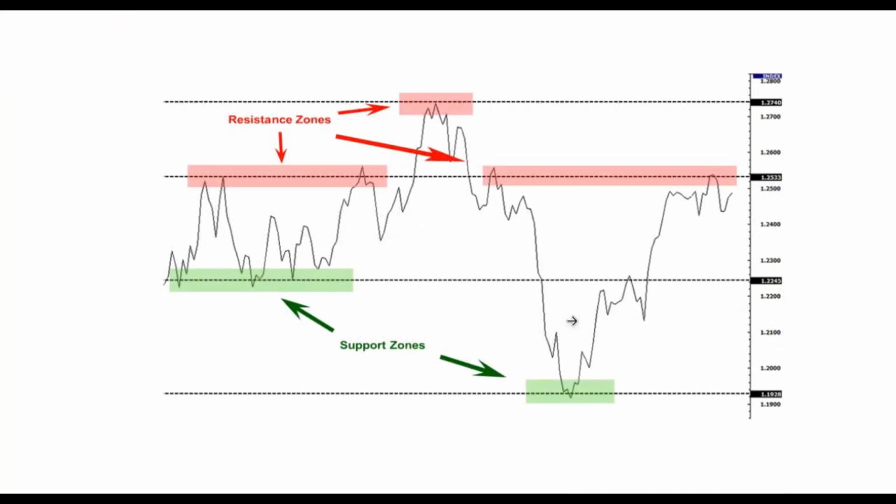So over here we have an illustration of the support and resistance levels. As you can see, the zones marked out in green are the support levels, while the zones marked out in red are the resistance levels. You can see how these levels play a crucial part in the forex market. When price gets to the resistance level, it can't go beyond it. It reverses and starts moving downwards.